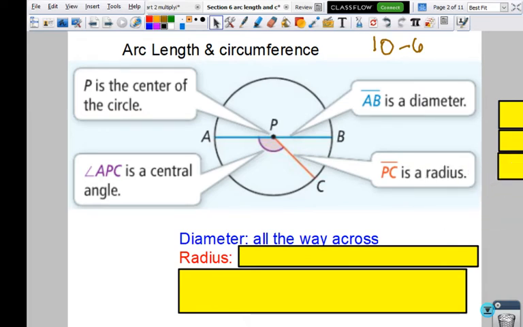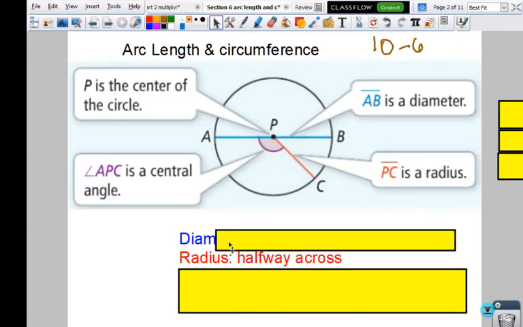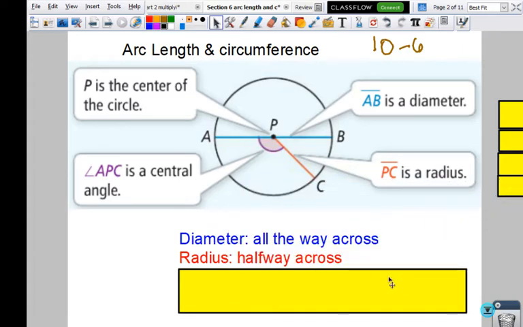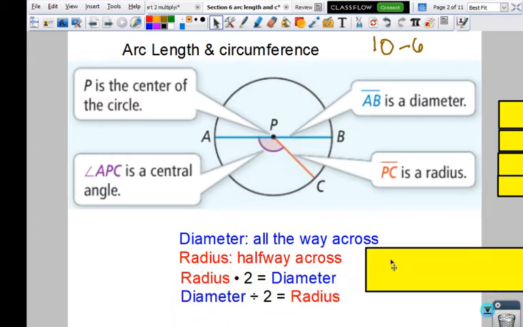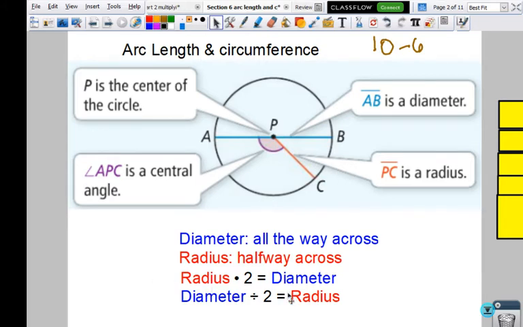A radius is halfway across. So diameter is all the way, radius is halfway. And if you have a diameter, you can find the radius, or if you have the radius, you can find the diameter, because the radius times 2 equals the diameter, or diameter divided by 2 equals radius. So you can go back and forth between them. If you have one, you have the other one, you just might have to divide or multiply.